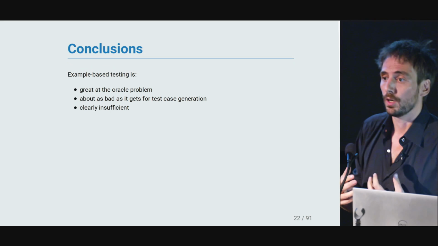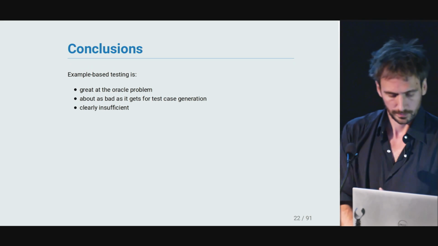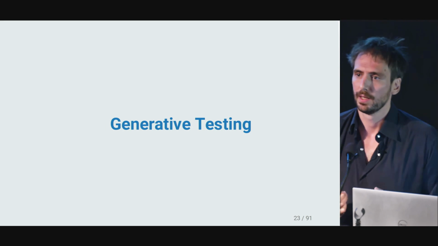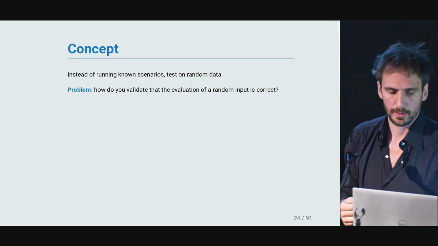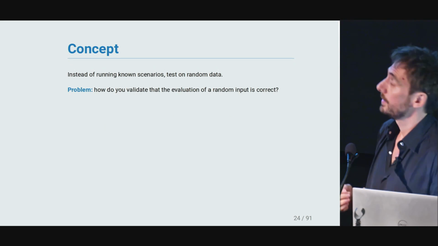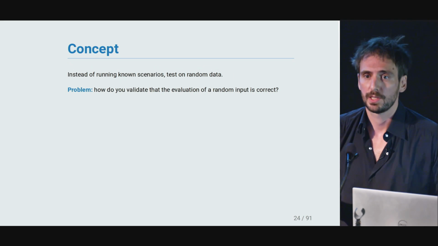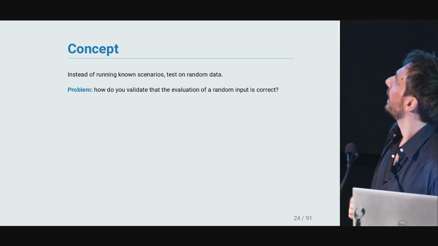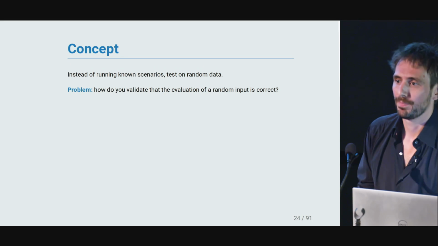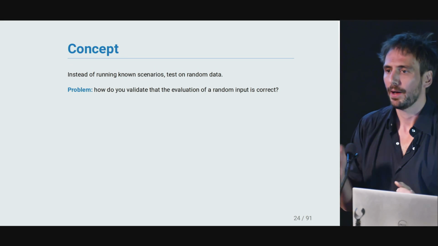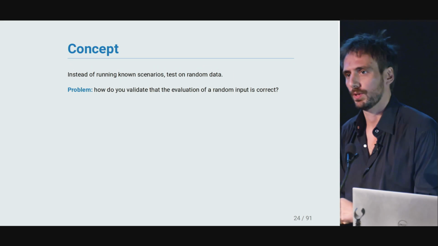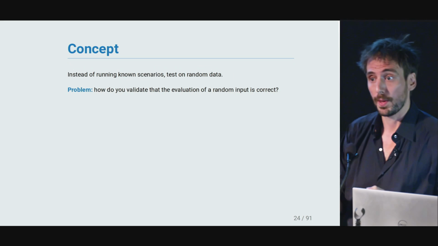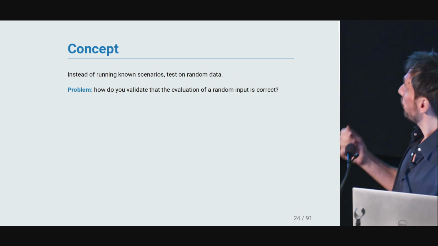So what are alternatives to example-based testing? Well, one pretty popular alternative is called generative testing, where the concept is, instead of running known scenarios, generate random scenarios and check that it works. But see, there's a problem there. How do you check that the output you get is the expected output when the input was random? So that's problematic.